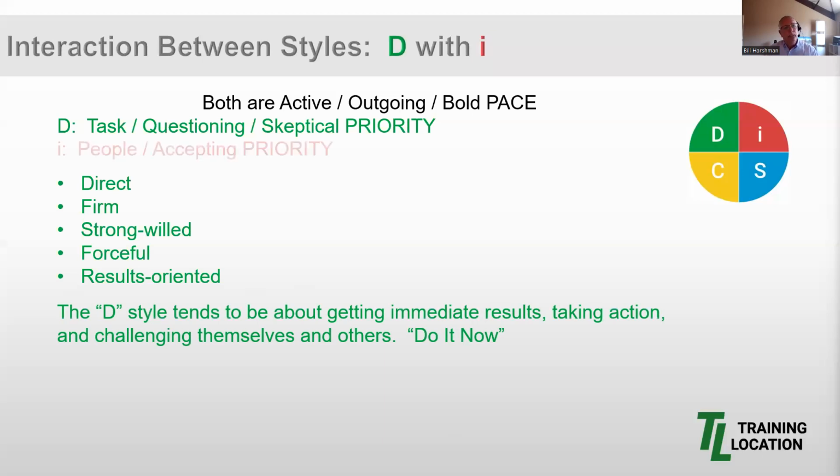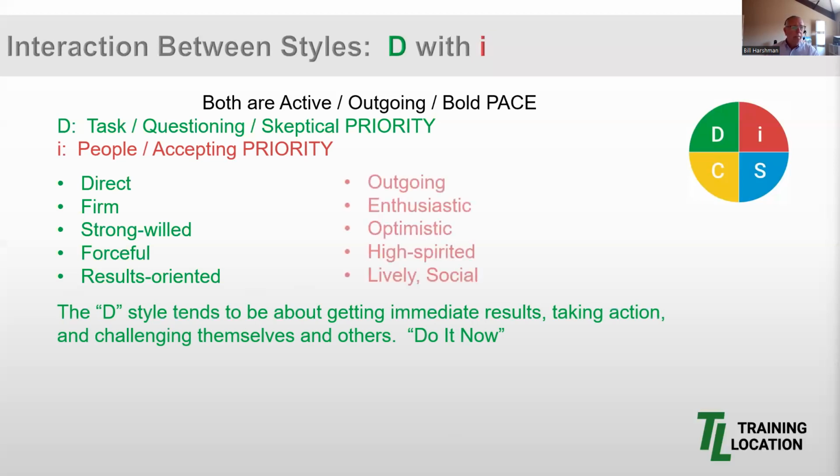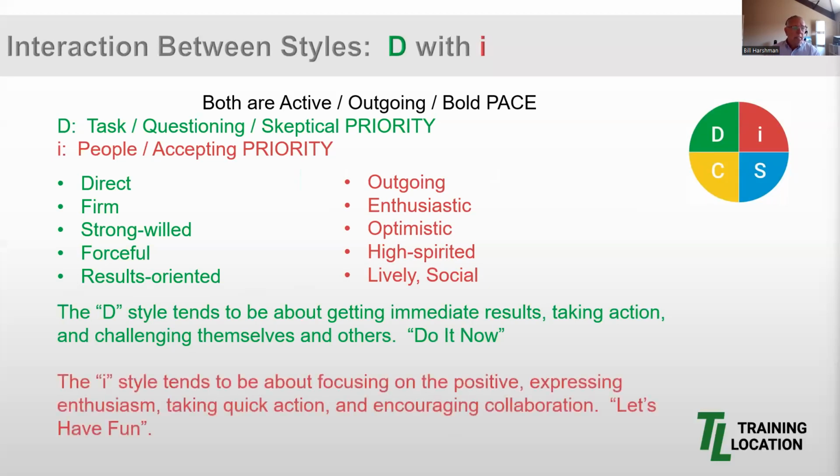Let's take a look at the I descriptors. They also are active, outgoing, bold pace. However, they have a people or accepting priority, which differs from the D. Their descriptors might include outgoing, enthusiastic, optimistic, high-spirited, lively, and social. The I style tends to be about focusing on the positive, expressing enthusiasm, taking quick action, and encouraging collaboration. If they had a motto, it would be, let's have fun.